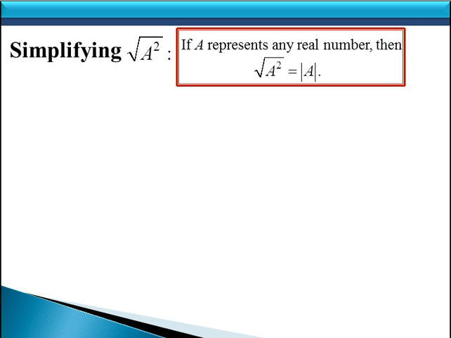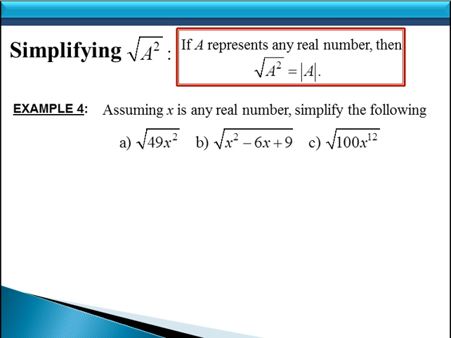Now let's look at simplifying radical expressions. So if a represents any real number, so a could be a number, or it could be just a variable, or it could be some expression that represents a real number. In any of those cases, if we take the square root of a squared, then that is equal to the absolute value of a. So we use this rule whenever we're simplifying the square root of some expression being squared.